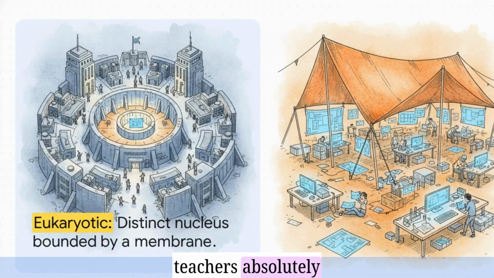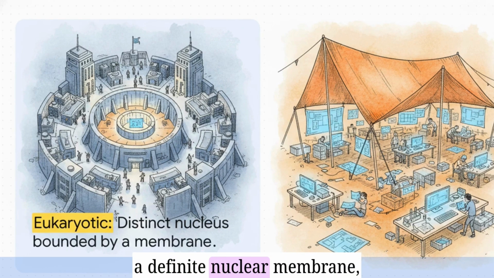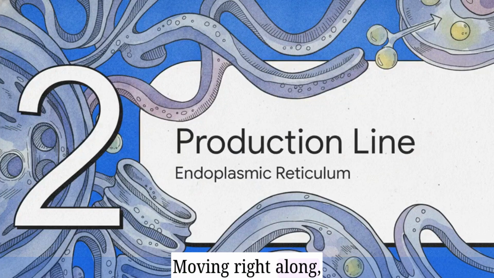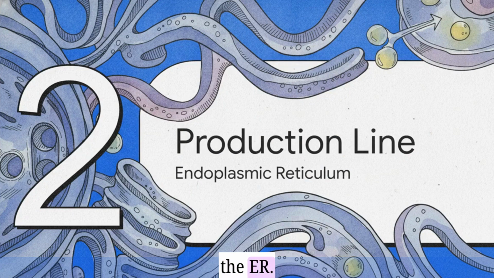Now, teachers absolutely love testing you on the major cell types. Just remember our factory metaphor here. Our factory is a eukaryotic cell, specifically because it has that dedicated, walled-off, double-membrane CEO office. Prokaryotic cells, like bacteria, well, they're more like an open-floor startup. They completely lack a definite nuclear membrane, which means their genetic material, their chromatin, is just moving freely out in the cytoplasm.